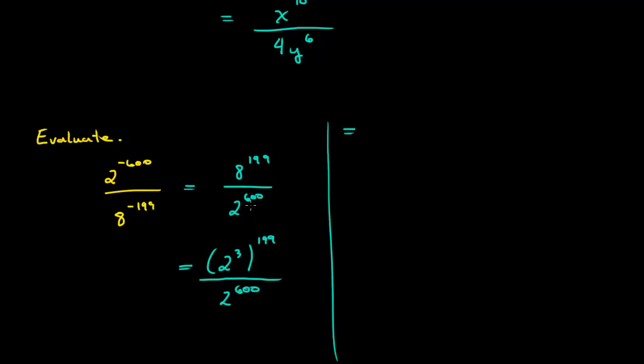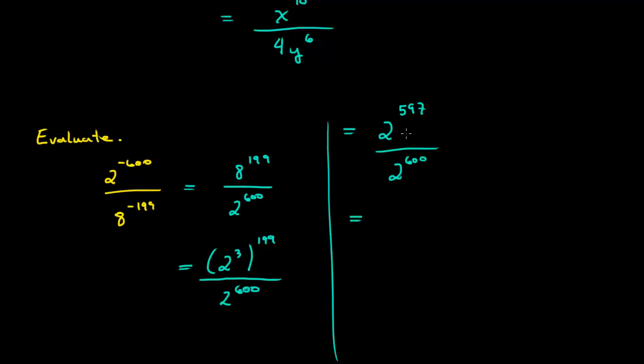Now, 2 to the power of 3 to the power of 199, well, I know how to simplify that. That's just equal to 2 to the power of 597. I'm raising a power to a power, so I just multiply the exponents. In the denominator, I've got 2 to the power of 600. Now that the bases are the same, I can use the exponent laws for division.